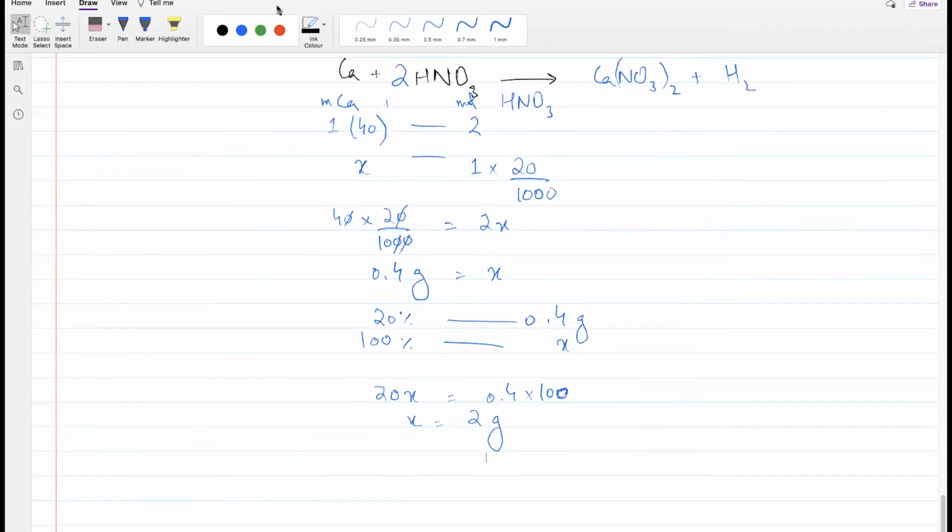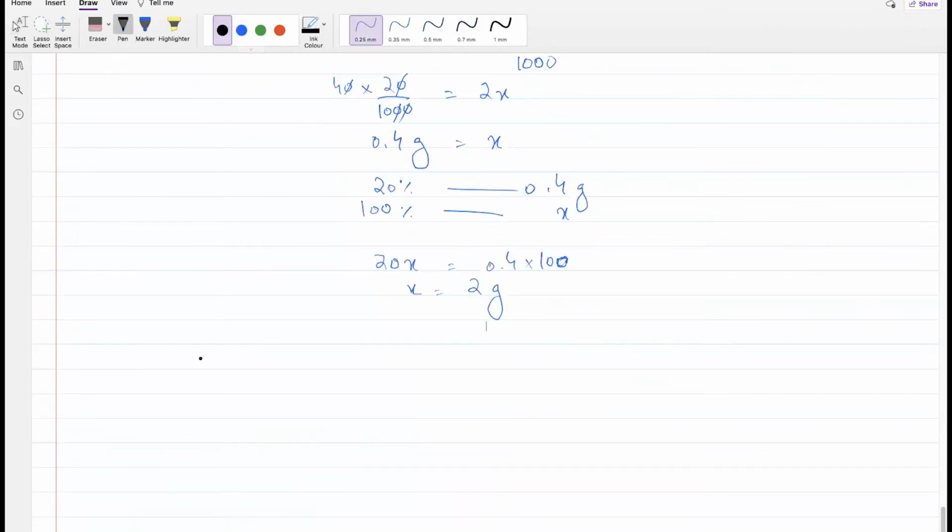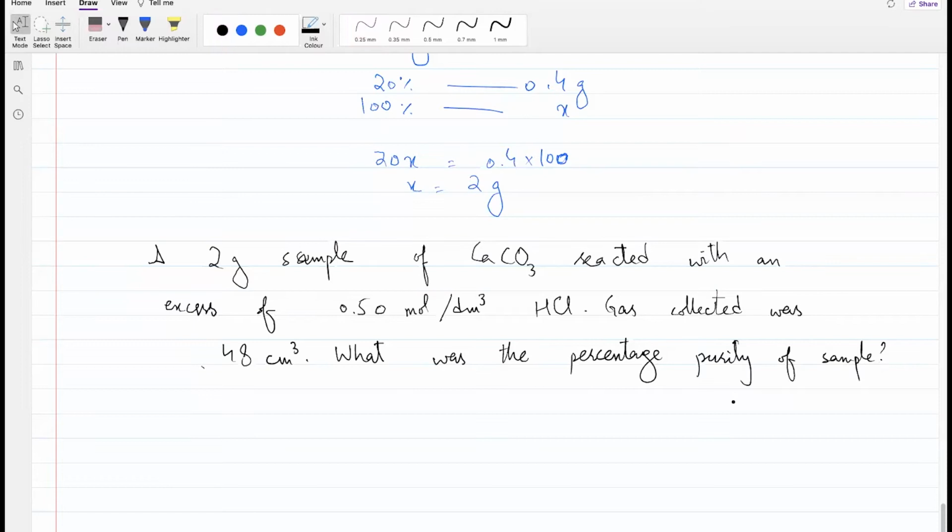Let me give an example of that question as well. So here's a question. It says that a 2 gram sample of calcium carbonate reacted with an excess of 0.5 mole per dm cube HCl. An excess simply means that there is no limit to how much volume it actually used. Now the gas collected was 48 cm cube. What was the percentage purity of the sample?